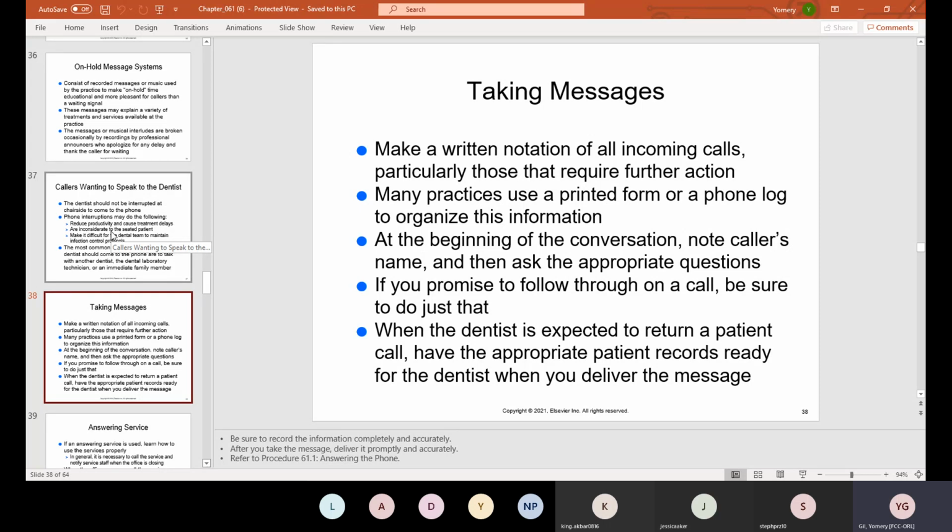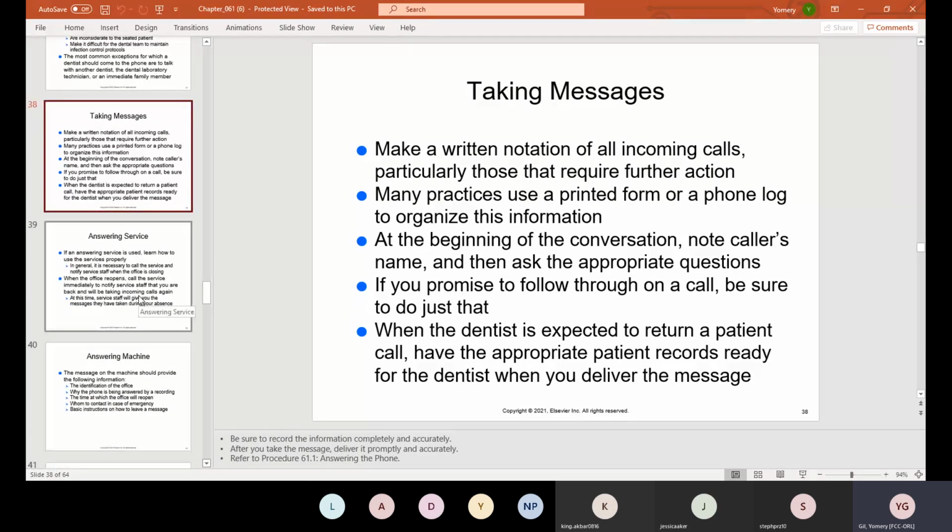When the dentist is expected to return a patient's call, have the appropriate patient records ready for the dentist when you deliver the message. So usually when this happens, you'll have to pull the patient records just to make sure what was done in the previous visit, what was said, etc., so that the doctor actually knows what he's going to tell the patient before calling the patient back.